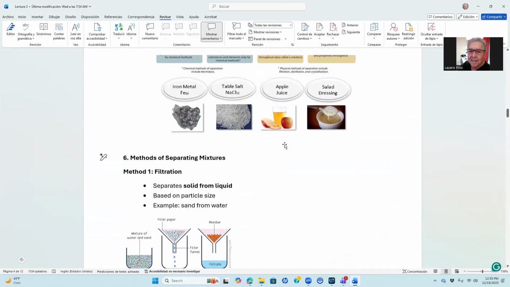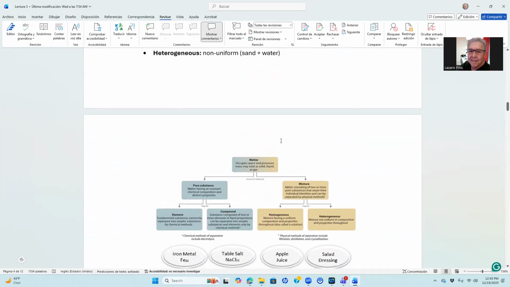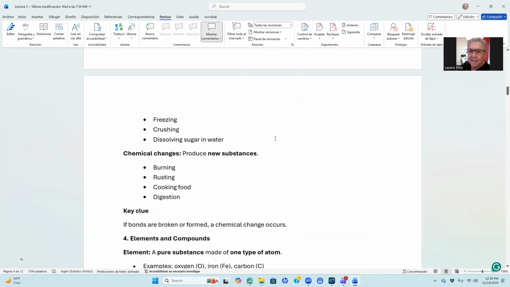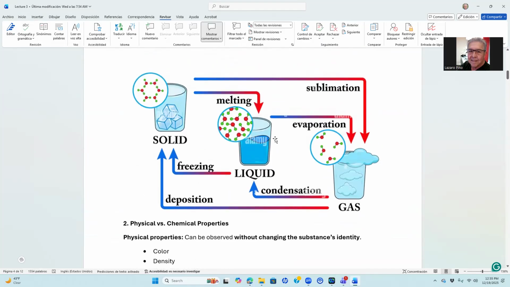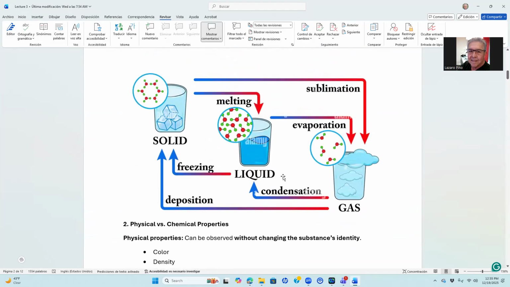Let me stop here and explain some things that we have expressed before. First of all, when you go from solid to liquid, this is melting. Ice and liquid water are the same substance, water. So there is no change of the substance, and we are in front of a physical change.